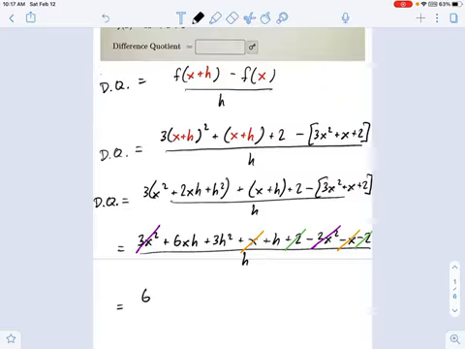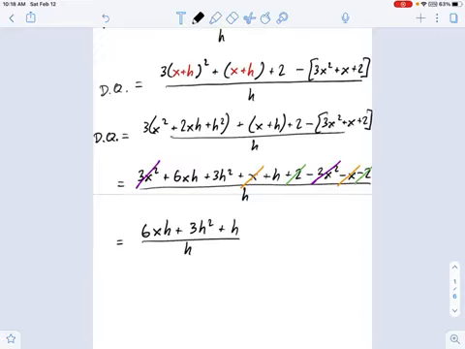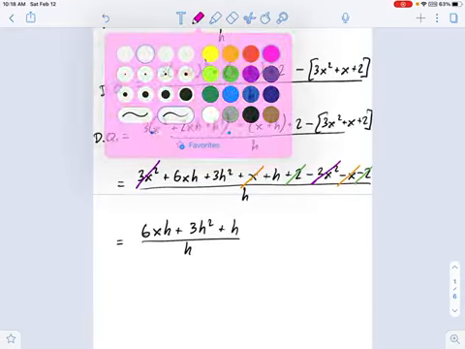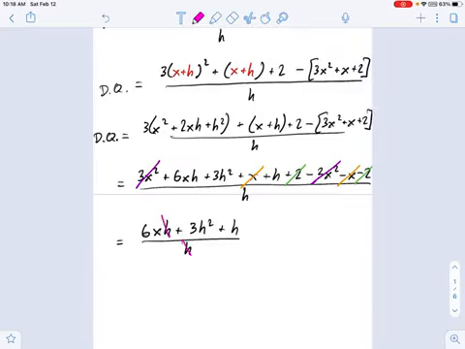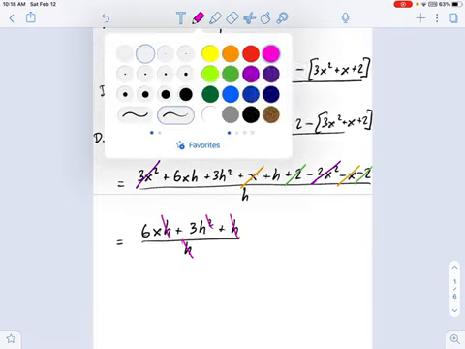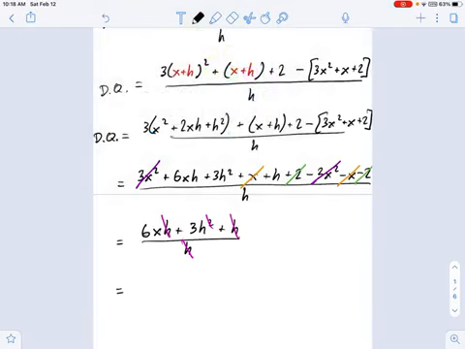We get 6xh plus 3h squared plus h, all divided by h. Okay. Now you can see some more things cancel out. Let's see. Let's do magenta. H's cancel out. If you factor out an h from the top, you can cancel out one of those factors from each of these terms, which gives you a final answer looking like this. The difference quotient is 6x plus 3h plus 1.